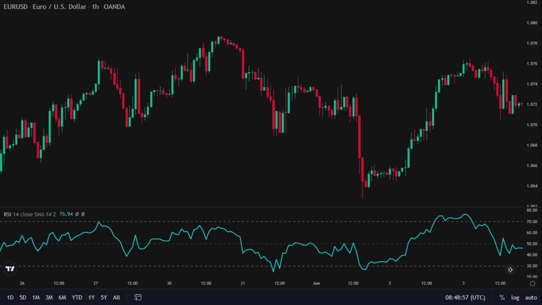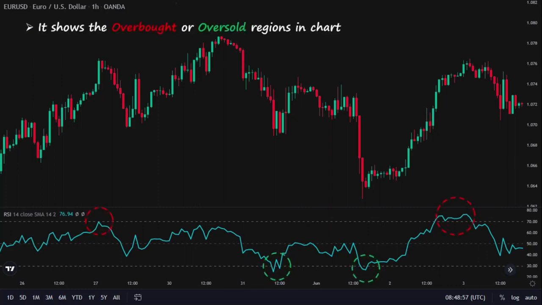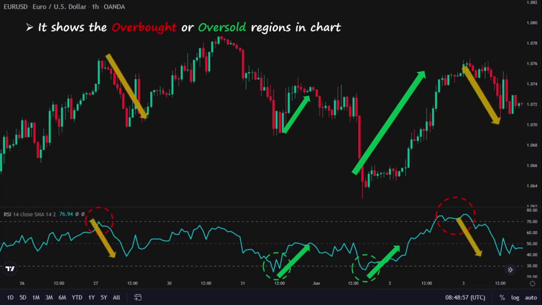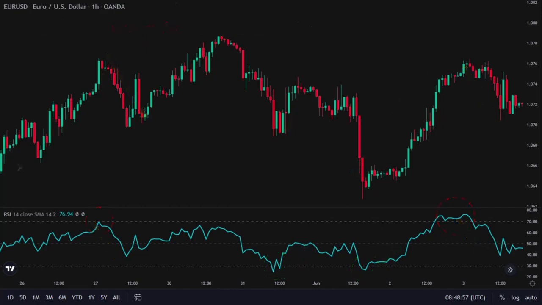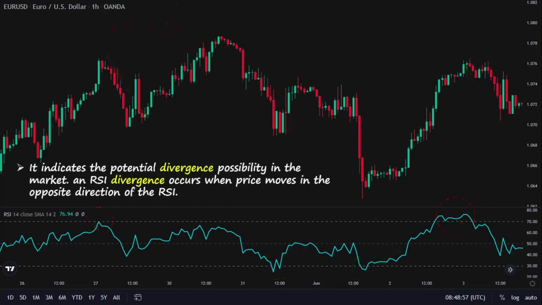The RSI indicator has two major features that make it more important. One, it shows the overbought or oversold regions in the chart. In other words, when the RSI indicator crosses 30 on the RSI chart, it is a bullish sign, and when it crosses 70, it is a bearish sign. Two, it indicates the potential divergence possibility in the market.